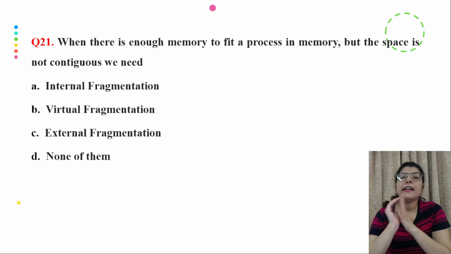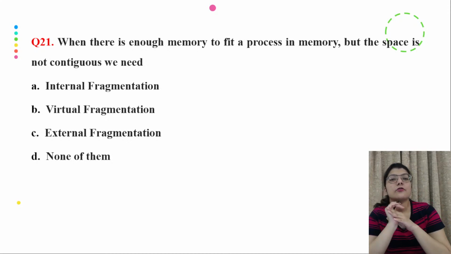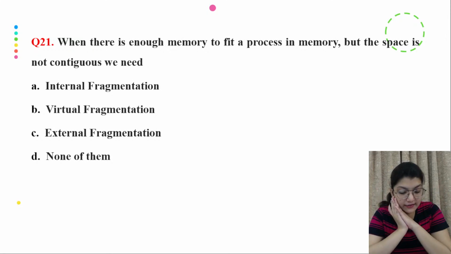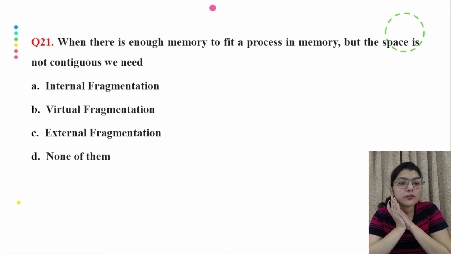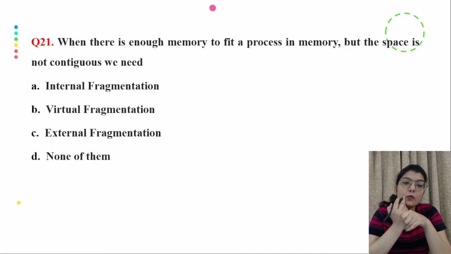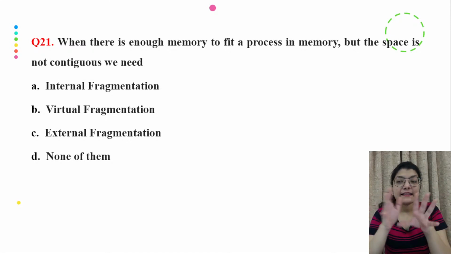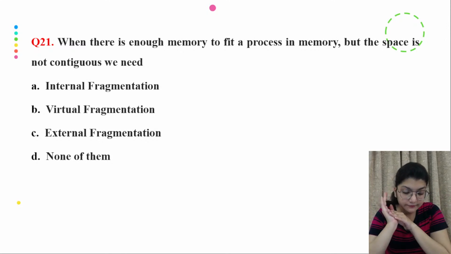Now, when there is enough memory to fit a process in memory, but the space is not contiguous, what do we need? So there is enough memory to fit a process in memory, but we do not have the space continuously. So the space is not contiguous. What do we need? Internal fragmentation, virtual fragmentation, external fragmentation, or none of them? What is this case? That memory तो बहुत है, but the space is not continuous. What is it?